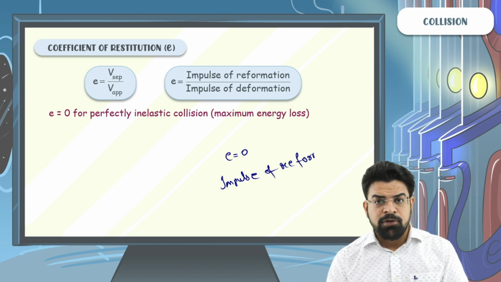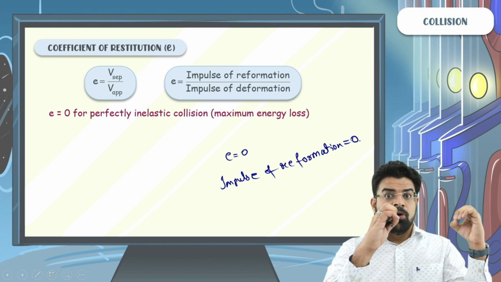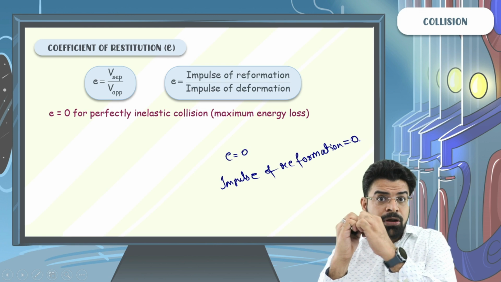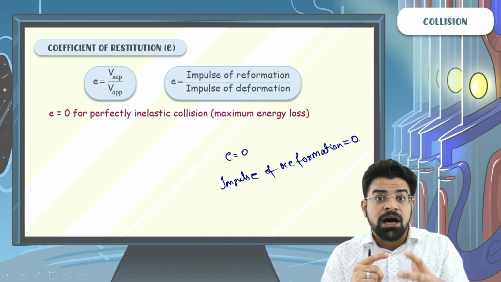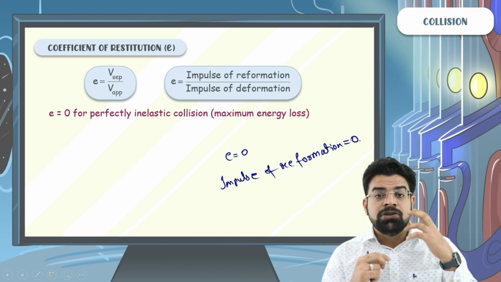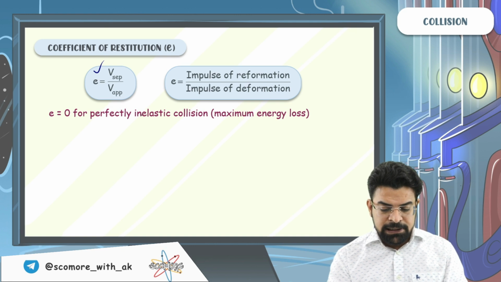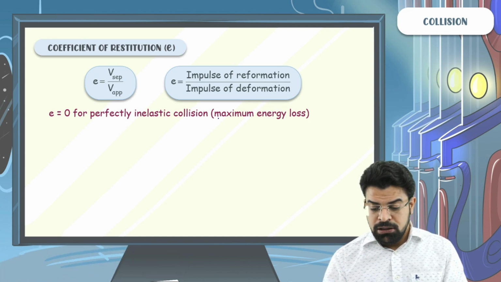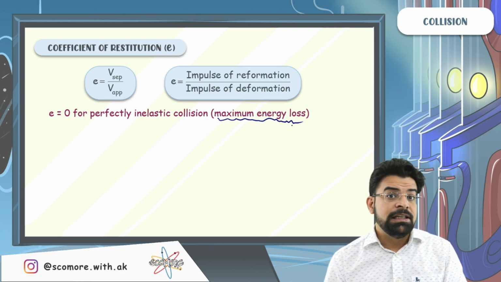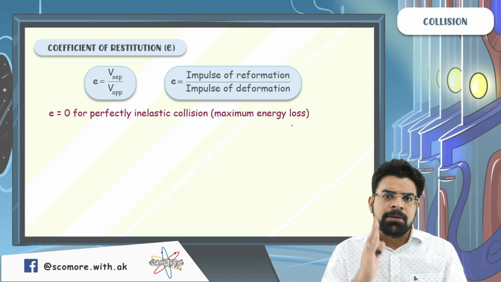And when I say that impulse of reformation is 0, this means that the bodies do not reform after reaching the maximum deformed state. So the bodies get into contact, then they deform. But if E is 0, the bodies are not at all reforming. So these types of collisions are shown by perfectly plastic bodies which do not try to regain their original shape. So remember that E equals 0 means perfectly inelastic collision. In such a collision, since the bodies do not reform, there is maximum loss of energy. Now let's talk about the general collisions which take place in everyday life.